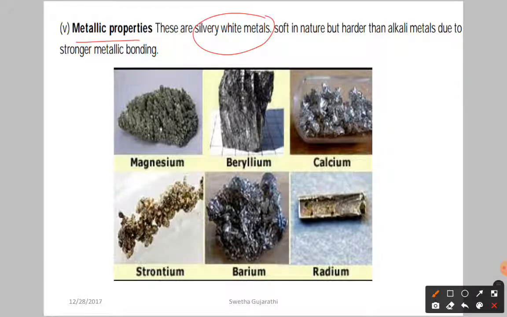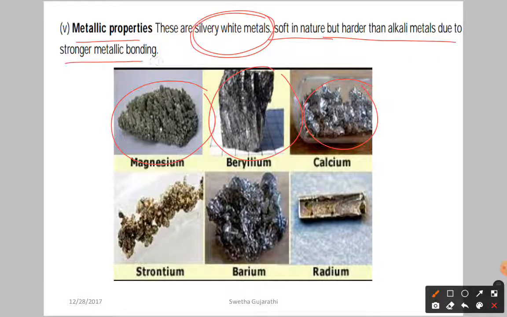Next, if you see the metallic properties, these are silvery white metals. As you know very well, alkali metals, alkaline earth metals, we are talking about the s-block elements, we have the metals. Here you can see they look somewhat silvery, not all, so somewhat. Now, if you see the softness, they are soft in nature but harder than the alkali metals due to stronger metallic bond.